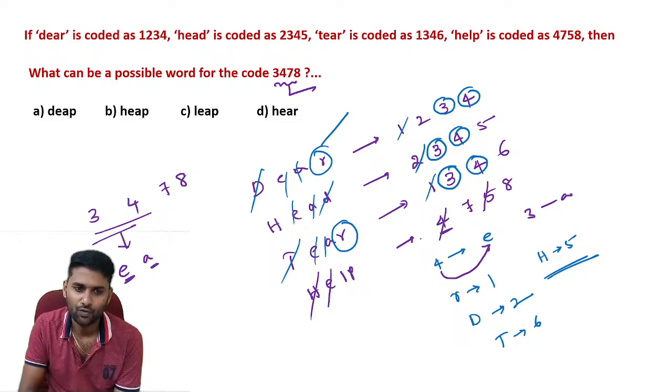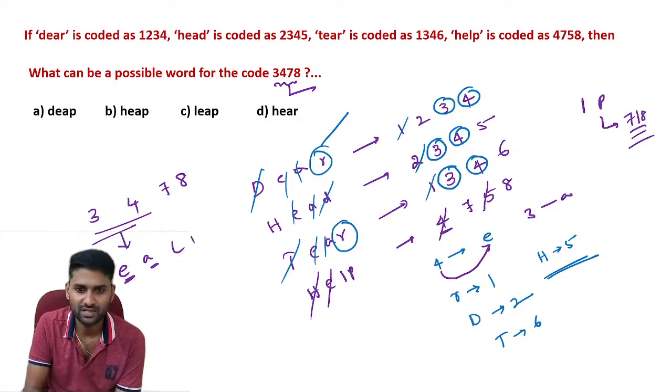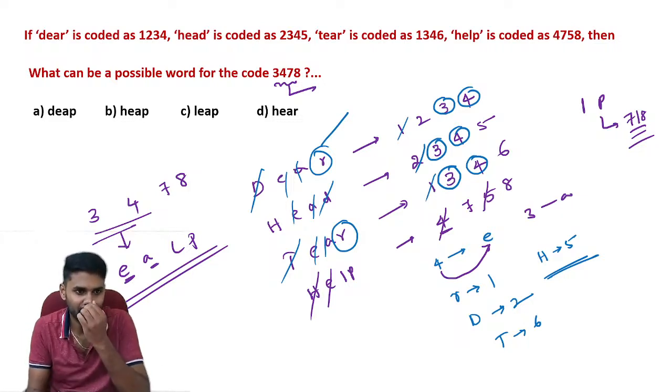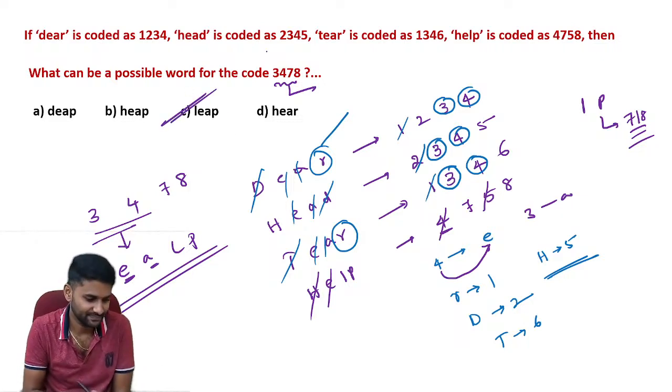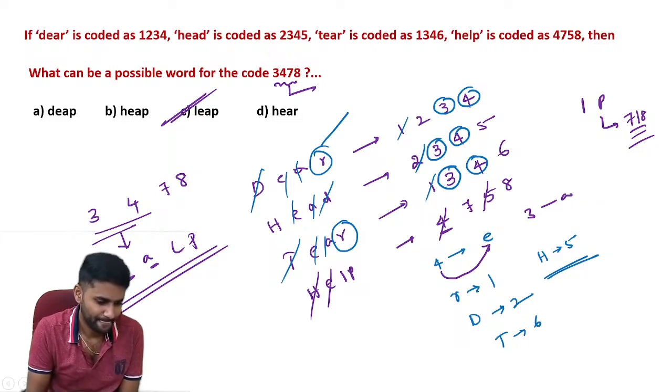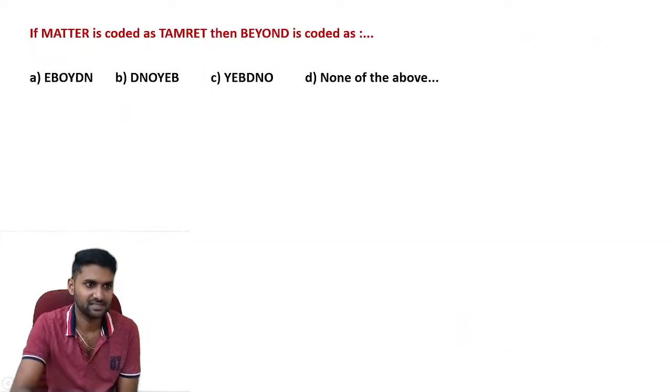So E is 4. Now here L and P can be coded as either 7 or 8. So we require these two letters. That's why we require these four letters, E, A, L, P. So LEAP is the correct answer. Yes, very good.